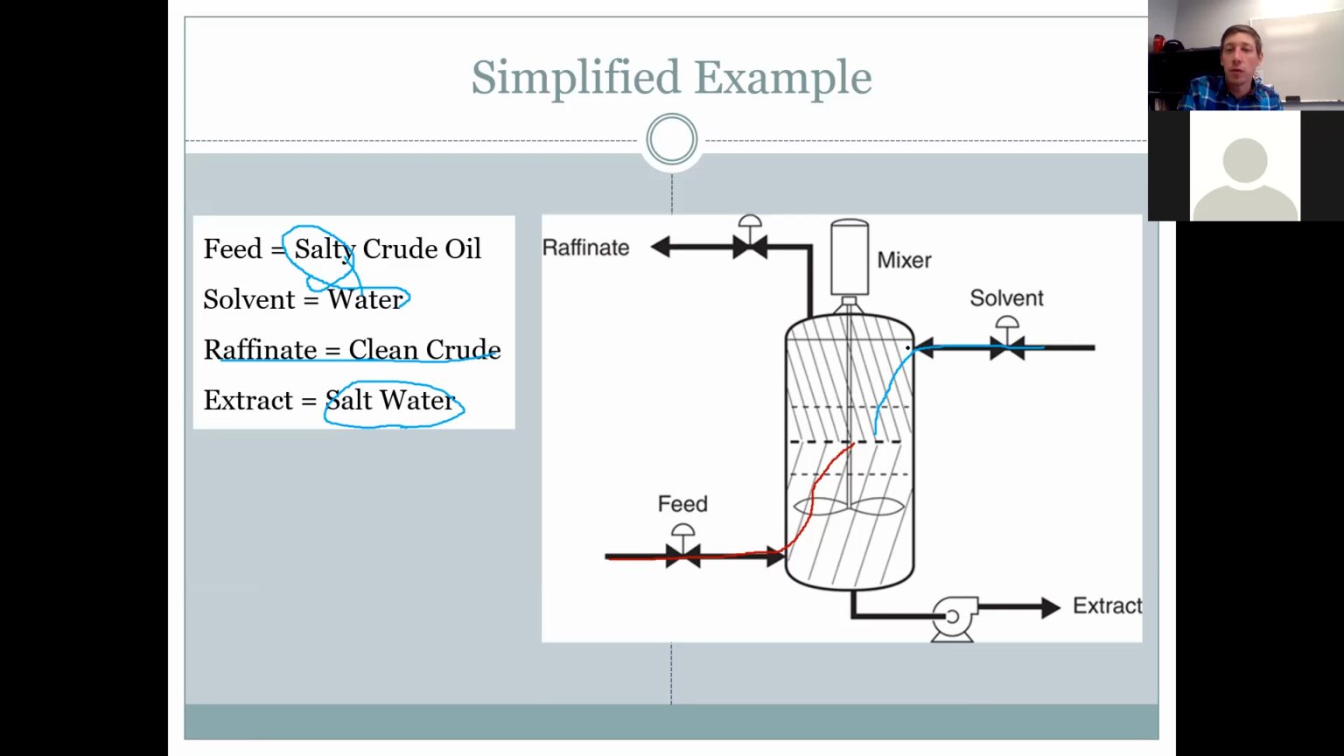The water, our solvent, is going to dissolve the salt that's in our crude, and that's going to go out the bottom. It's going to be called extract. That's what we do. That's how we work it out. That's how we clean up the crude before it actually goes in and does any distillation or any type of reaction processing, as we get the salt and the minerals out of it first.